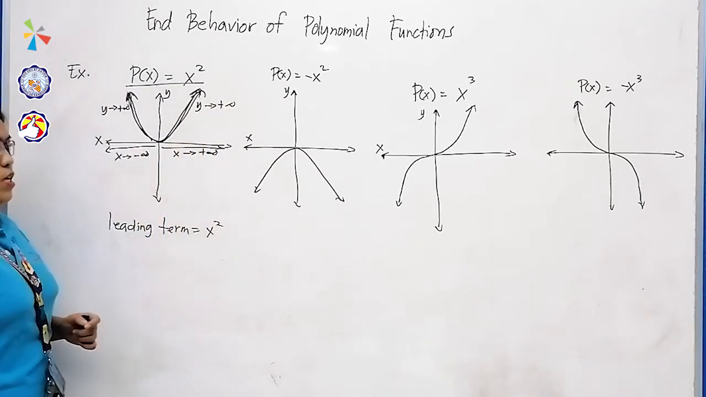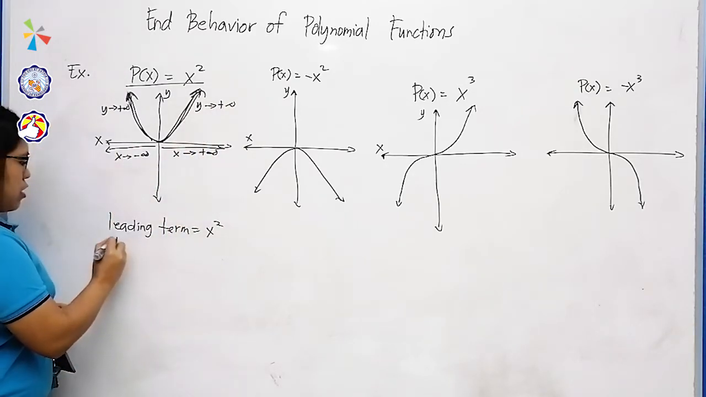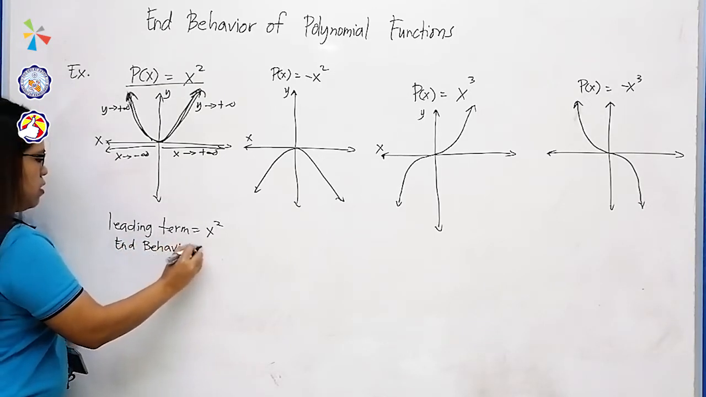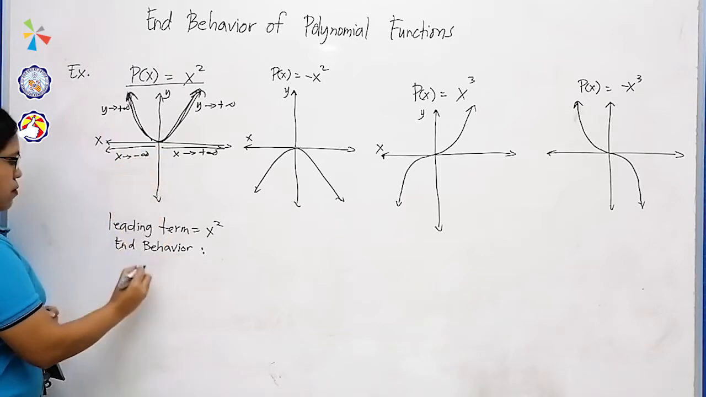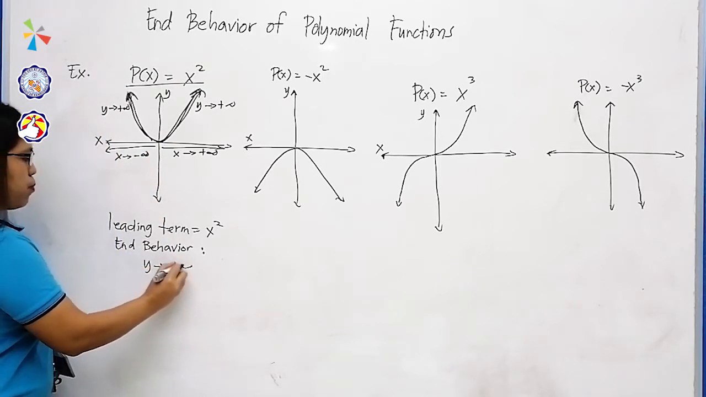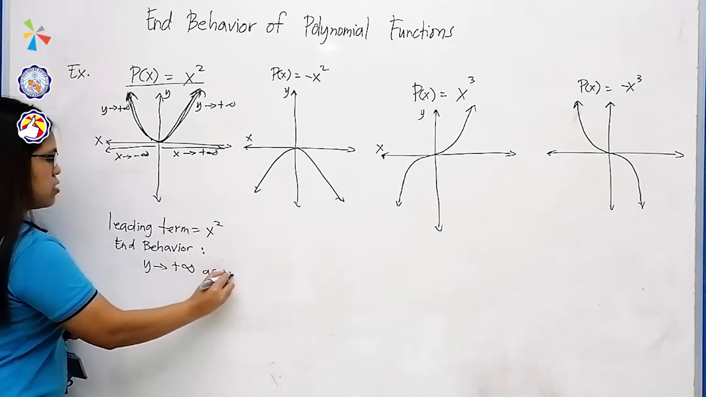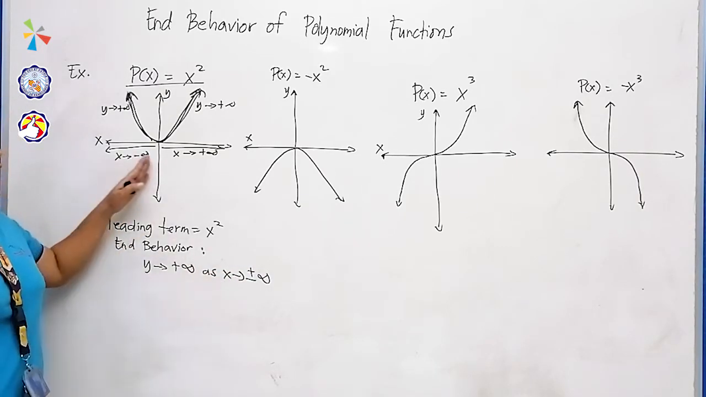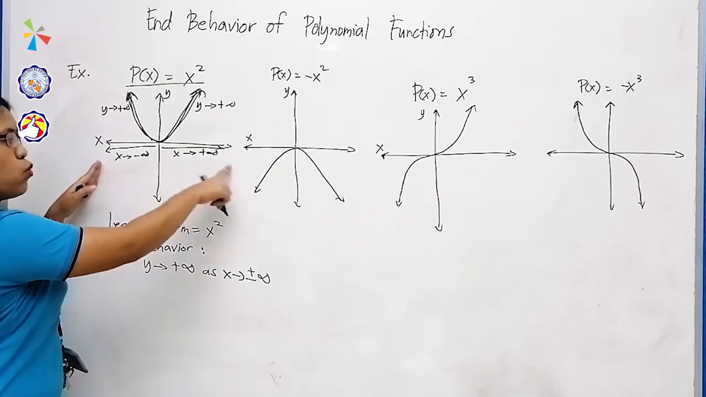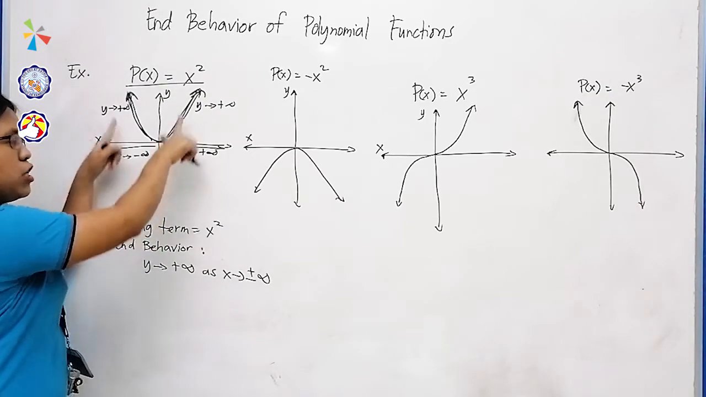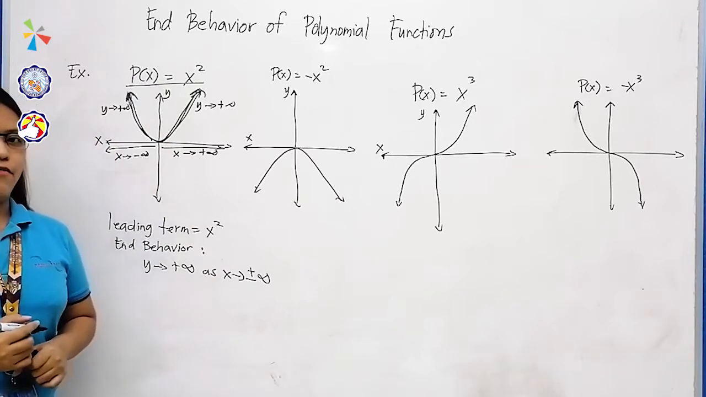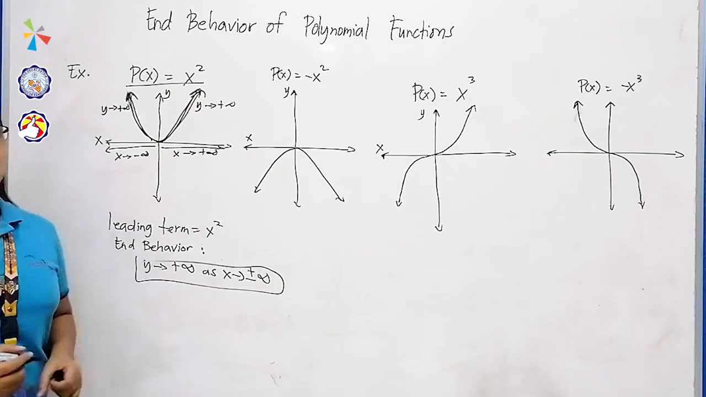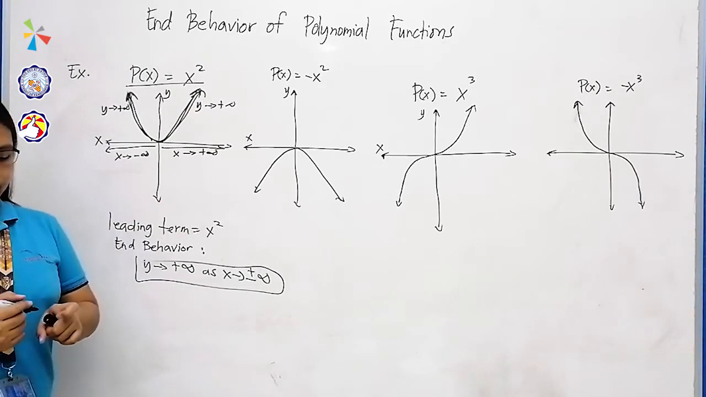In this case, we describe the end behavior as y approaches positive infinity as x approaches positive and negative infinity. Meaning, as x decreases or as x increases, the value of y increases to positive infinity. So this is how we describe the end behavior for this function, p of x equals x squared.